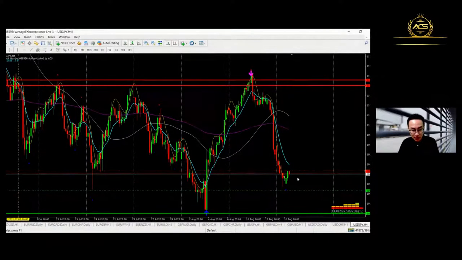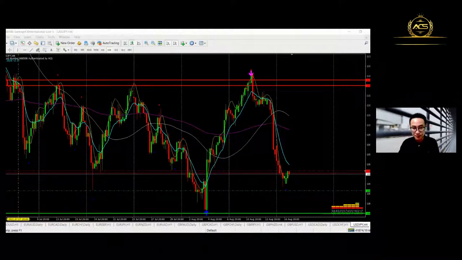Well, I think we're coming to the end of this trade setup. Same thing, I'm going to type it out. So what are we going to focus on? Aussie CAD, Aussie Yen, Aussie Dollar, Euro Yen, Pound Yen, and dollar franc and dollar yen.